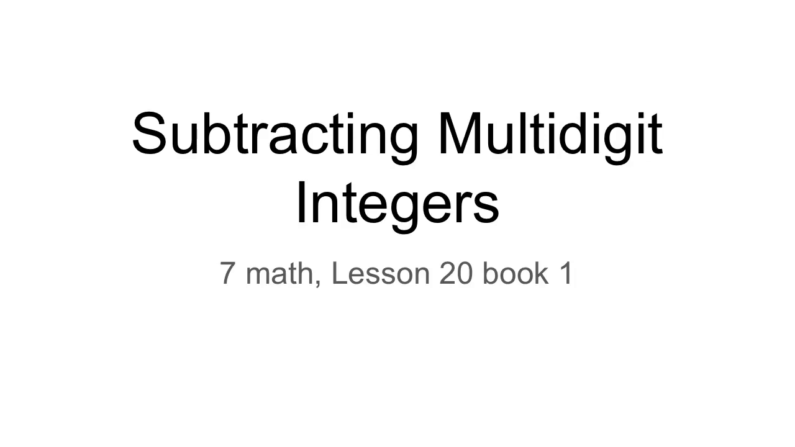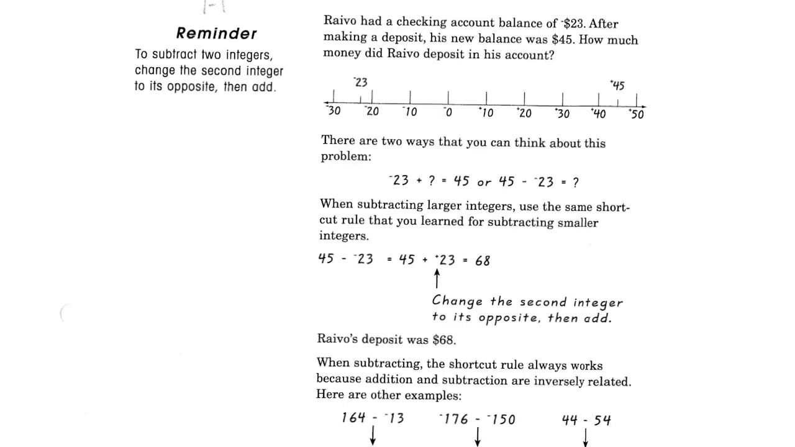All right, seventh grade. Here is lesson 20, subtracting multi-digit integers. When subtracting multi-digit integers, you need to remember that to subtract two integers, change the second integer to its opposite and then add. So you're going to add the opposite. All right, here we go.